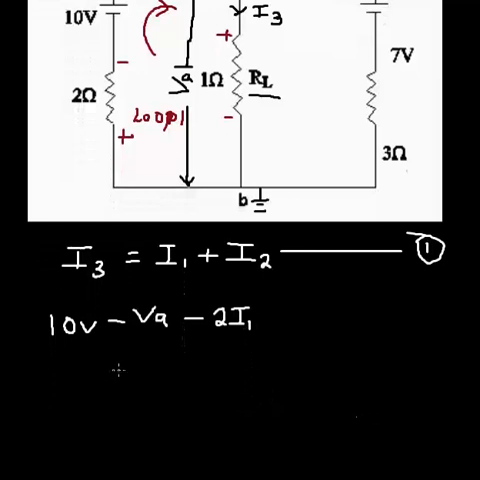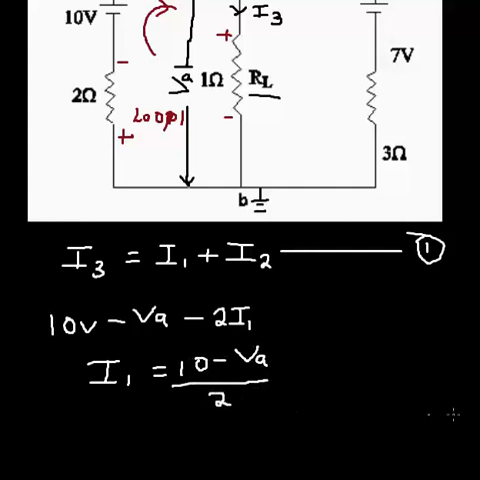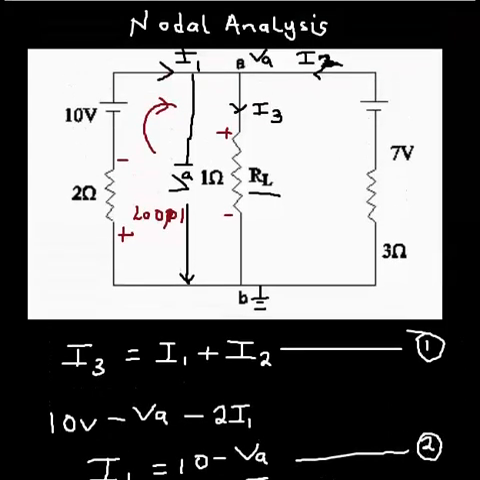With what I have now, I'm simply making I1 the subject of the formula. I1 is going to be equal to 10 minus VA, then divided by 2. Let me call this equation 2.